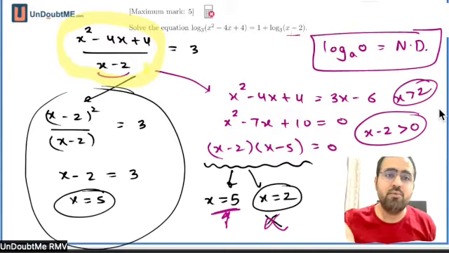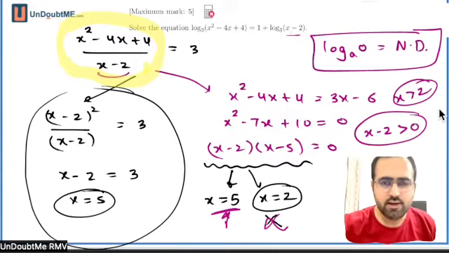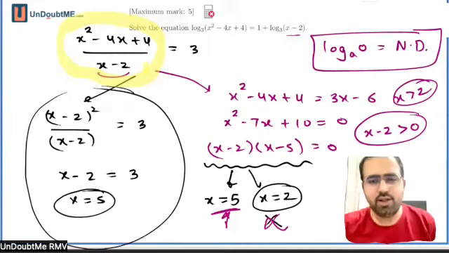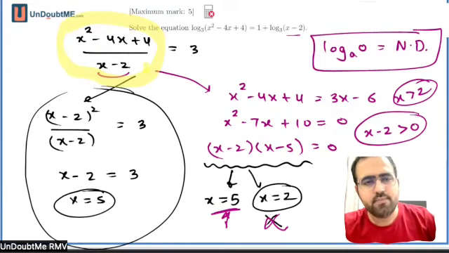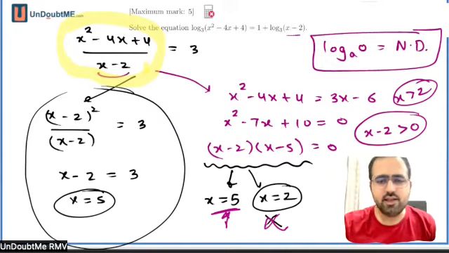Now x is greater than 2 means x can never be equal to 2. It can be minimum 2.0000001, but it can't be 2. You need not write all that. You can just write that since x minus 2 is greater than 0, so x should be greater than 2. That's why x is equal to 2 is not possible. This is how you can write in the exam.